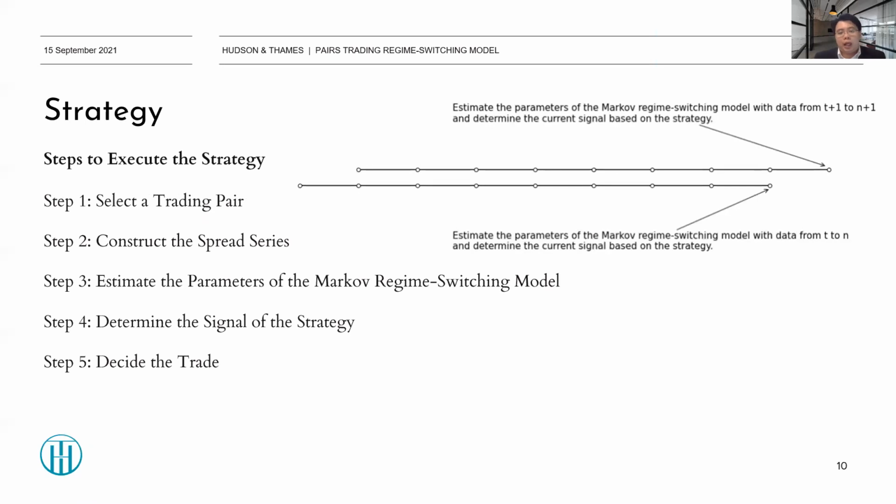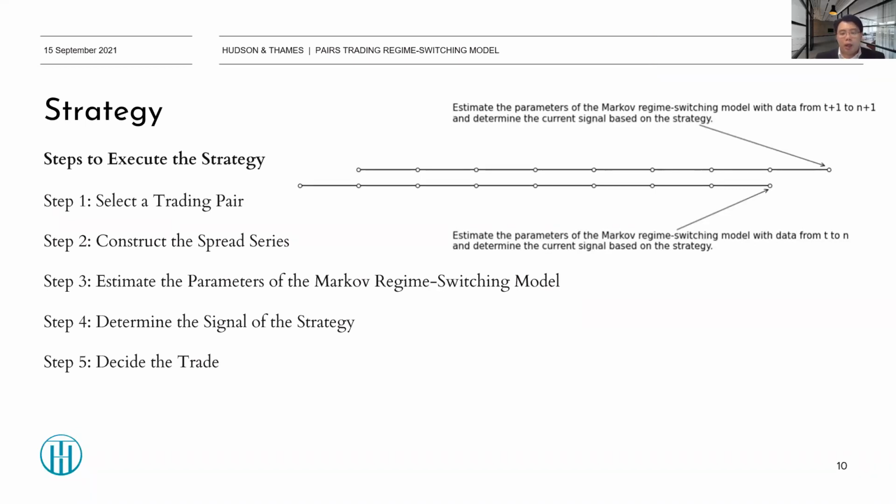And here are detailed steps to execute the strategy. So first, we need to select the trading pairs. In this paper, they use the stock index components as an asset pool and applied the cointegration test for pair selection. And one can use the same method as the paper did or other pair selection algorithms like the distance approach for finding trading pairs. Next, we need to construct the spread series. In this paper, they use the relative value as the spread series. One can use the same method as the paper did or another formula.